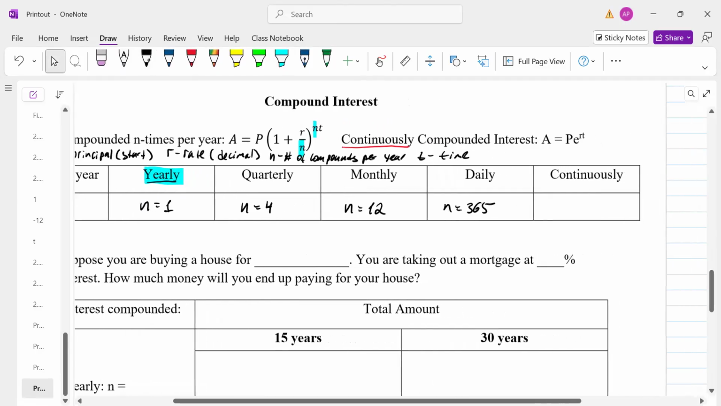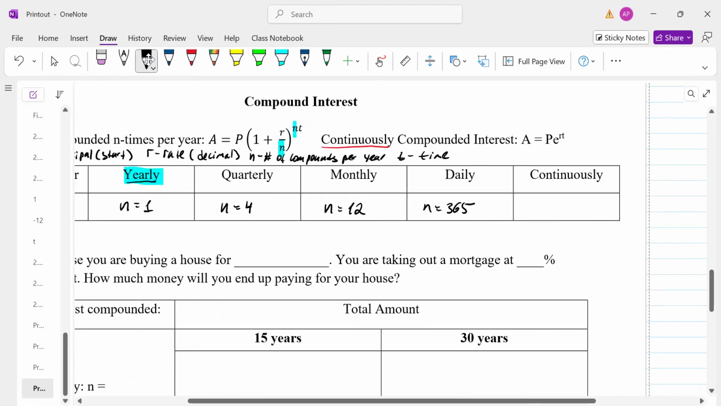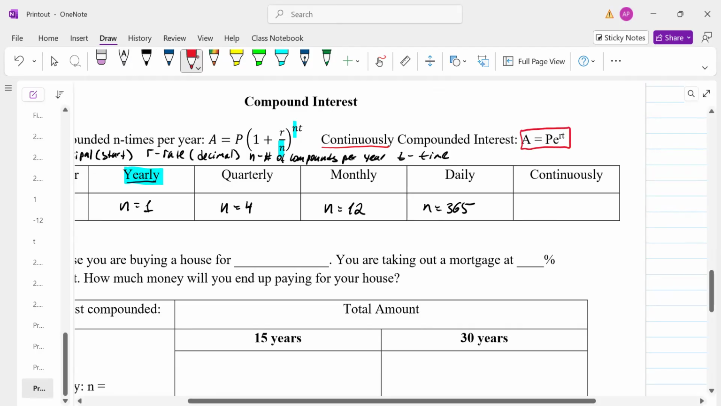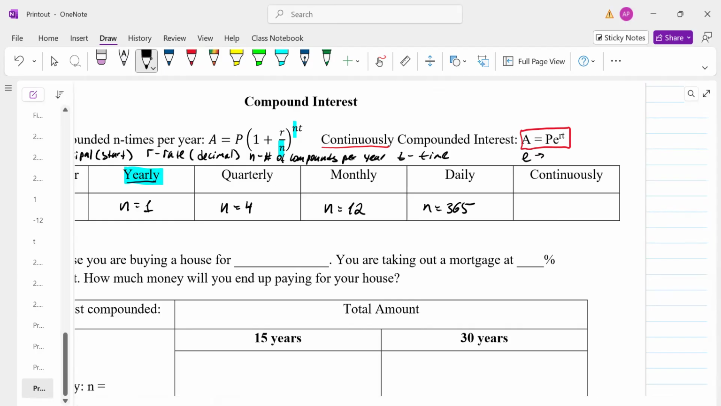Now, if it's compounded continuously, then technically your n becomes infinity because it's compounded every millisecond, even more often than that. So if it's compounded continuously, then you just change the entire formula. The formula becomes this right here. Now, where your e is a special number, it's called Euler's constant, and it's approximately equal to... Sometimes people forget what it is.